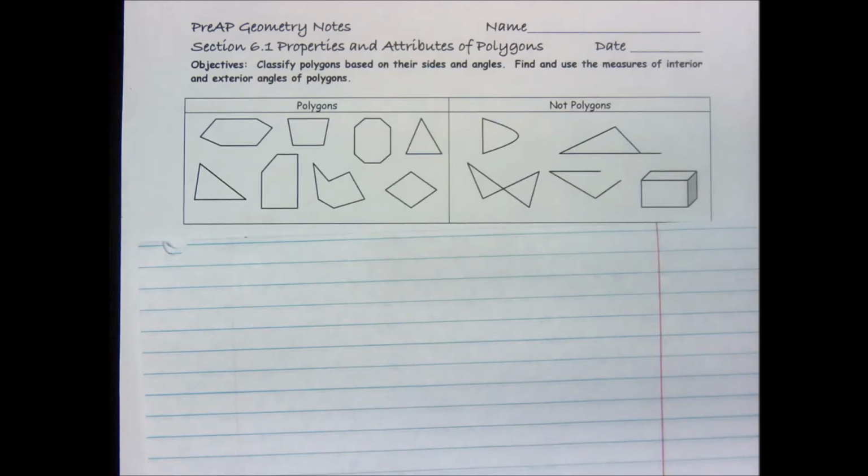Properties and attributes of polygons. Today we're going to classify polygons based on their sides and angles, and then we're going to find and use the measures of interior angles and exterior angles of the polygons. So the first thing we're going to talk about is what makes a polygon a polygon.